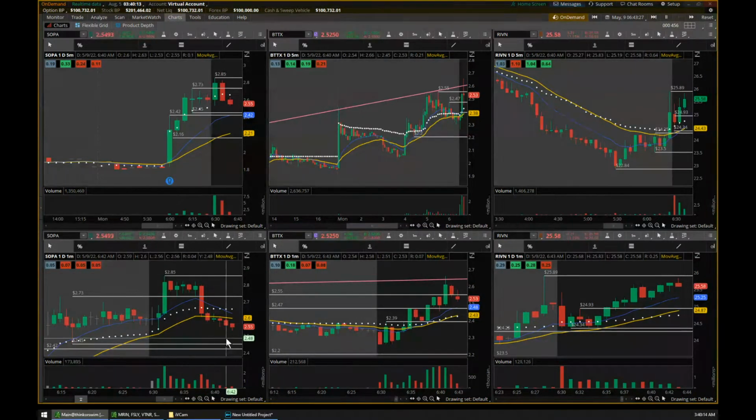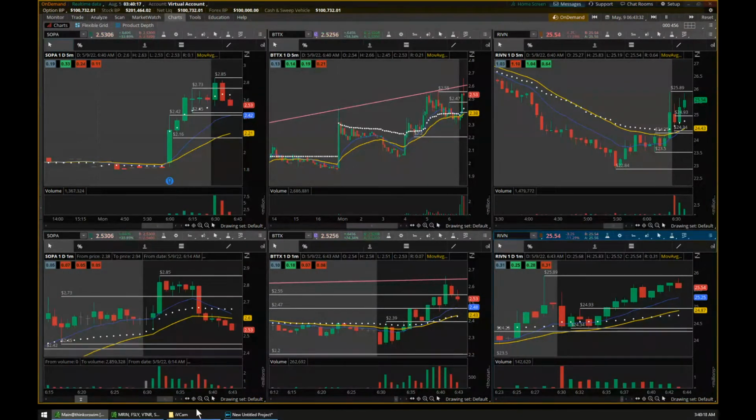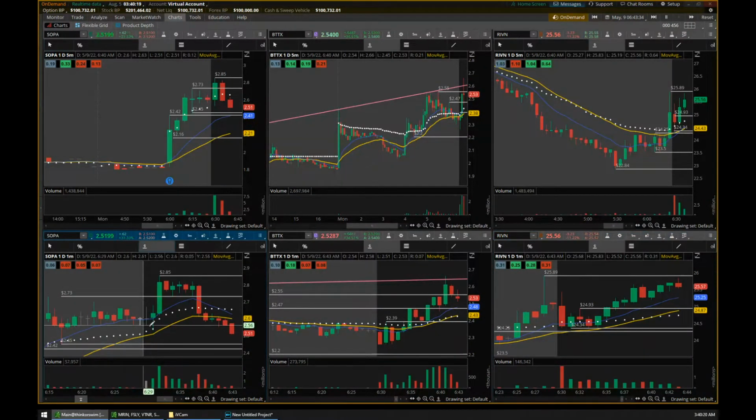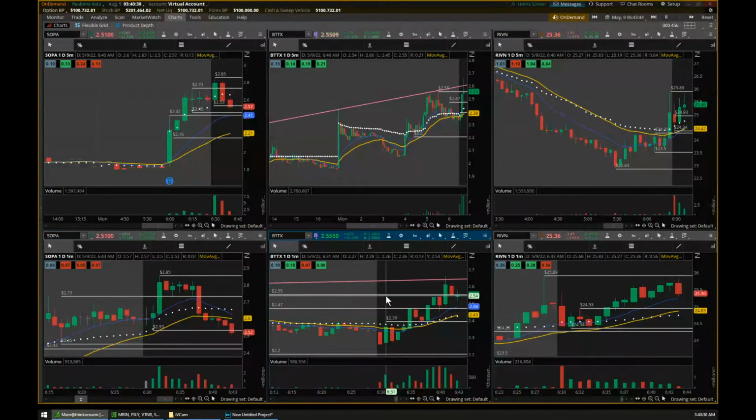I see SOPO now consolidating further. I want to see it get down to 245, down into that area. Here's the low of day. We might get a bounce here. Well, it's going right through it. Get rid of some of these lines.